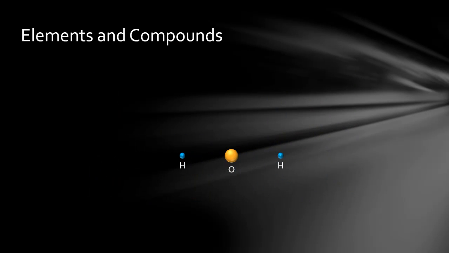When two elements combine, we get a new compound or a molecule with different physical and chemical properties of the original elements. Here we have two hydrogen atoms and one oxygen atom. Hydrogen and oxygen are both gases at room temperature. But when we combine them, we get water, which is a liquid at room temperature.